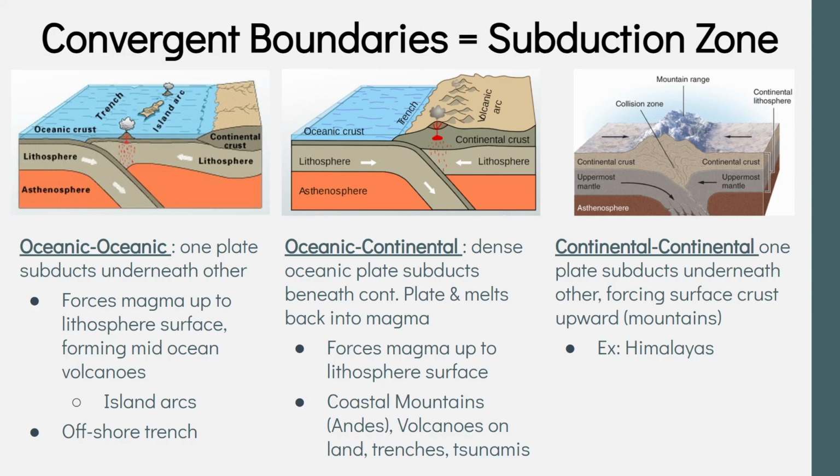Finally, we have continental to continental plate collisions, which subduct one plate beneath the other, but also push some of the crust upward, which forms large mid-continental mountain ranges like the Himalayas.